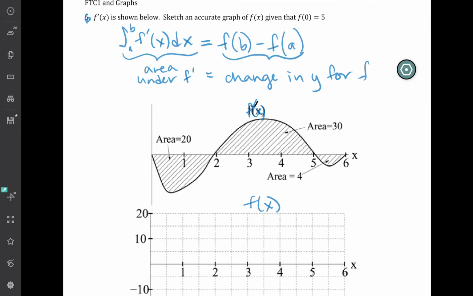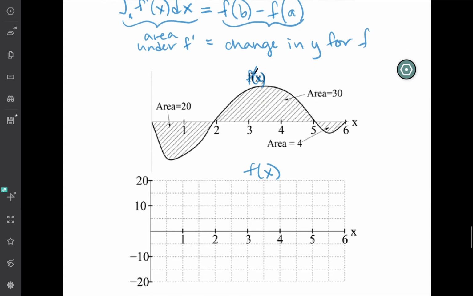So these areas that I'm given should actually be telling me very specifically how much my y value for my function changed. Okay, so if the area from 1 to 1.9-ish is 20, that means that when I graph down below, I need to make sure that my y value increases by 20 on that same interval.